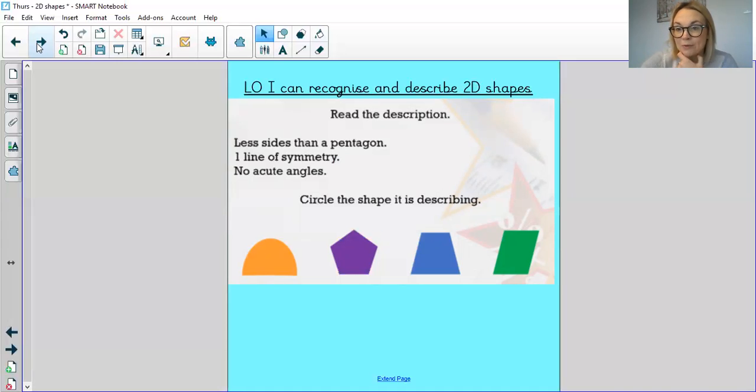Do you remember that we talked about symmetry yesterday? So symmetry is when, if you put a mirror in the middle of the shape, it would look exactly the same in the mirror as it does on your page or on the screen, because it's exactly the same on both sides. If you folded it, it would fold exactly in half and it would all match up, like a butterfly, for example. So it's got one line of symmetry, and it's got no acute angles. So it hasn't got any angles that are less than 90 degrees. Okay, can you find one of those shapes on the board?